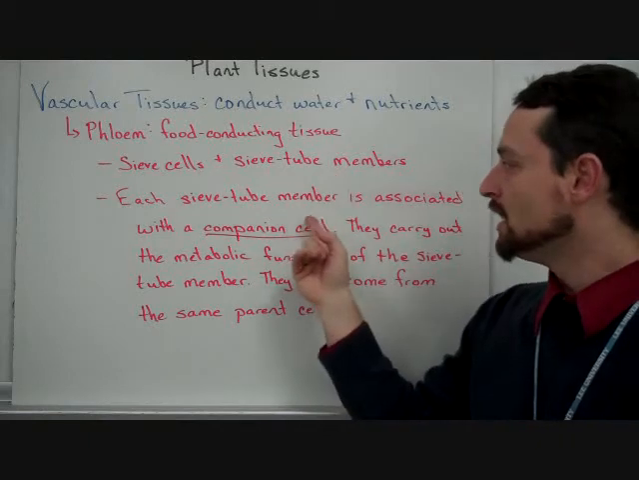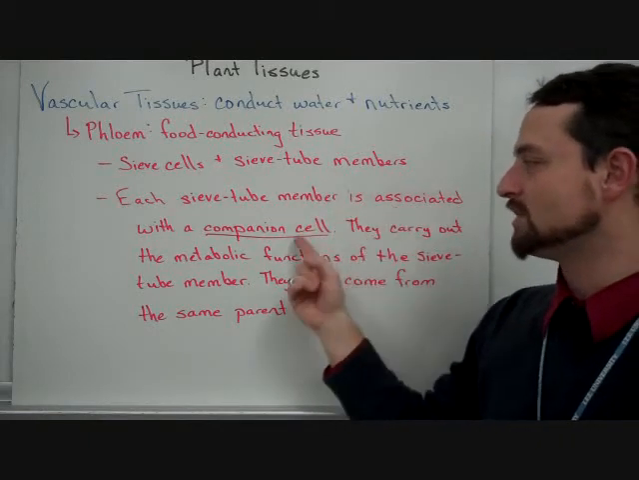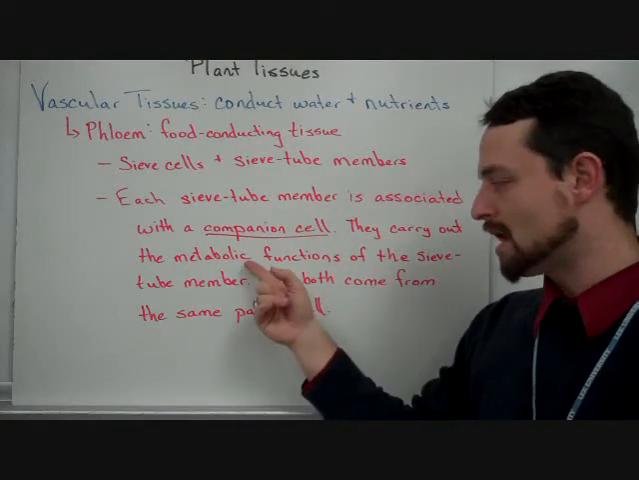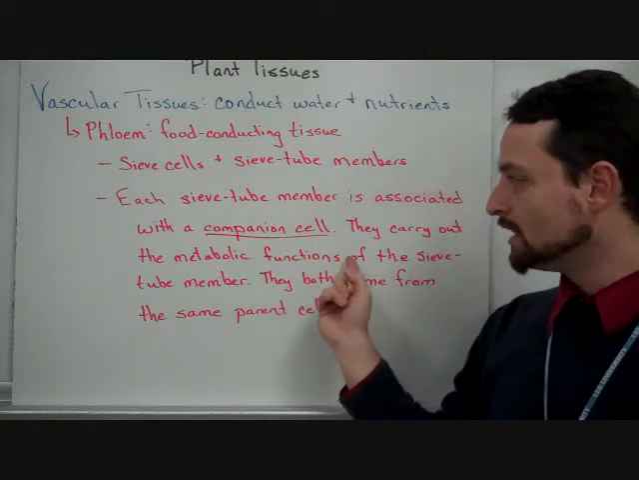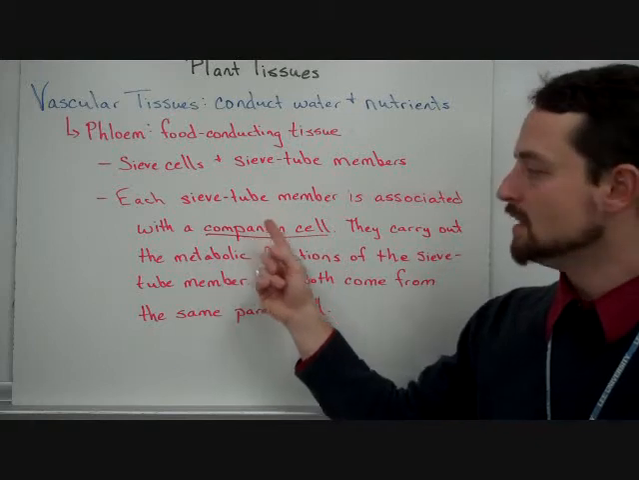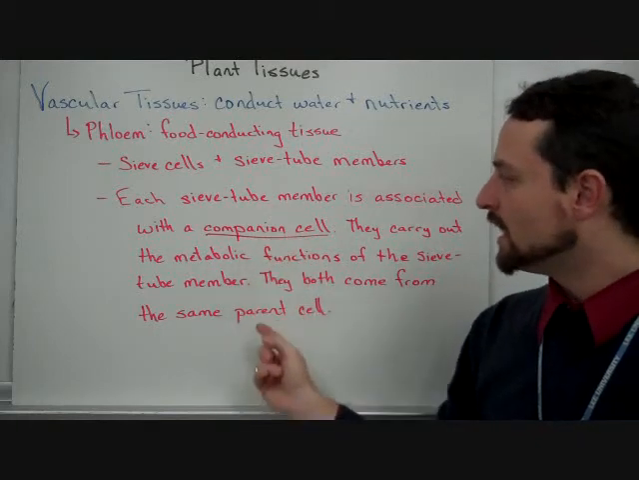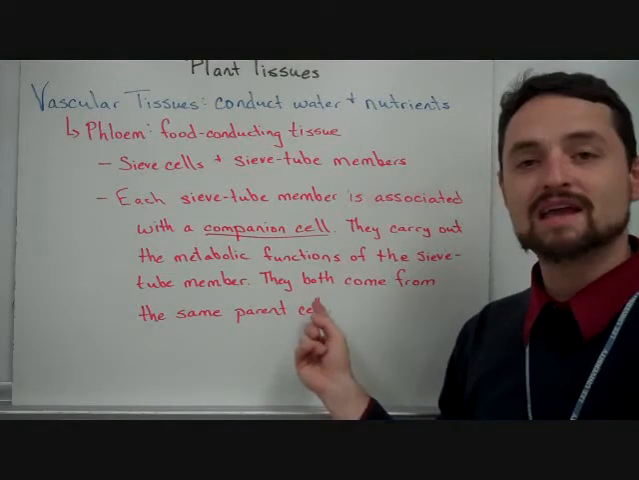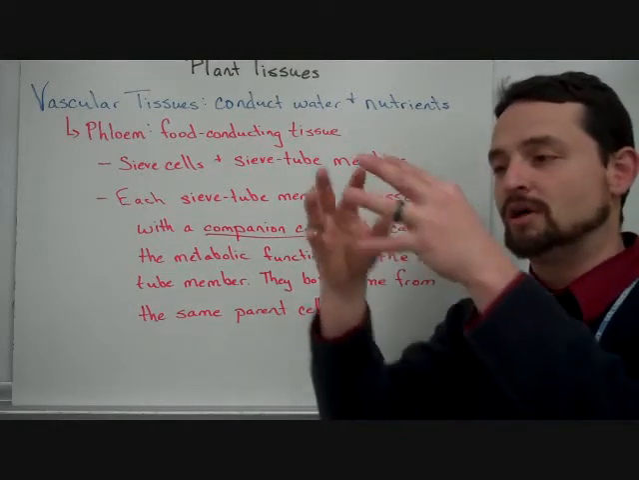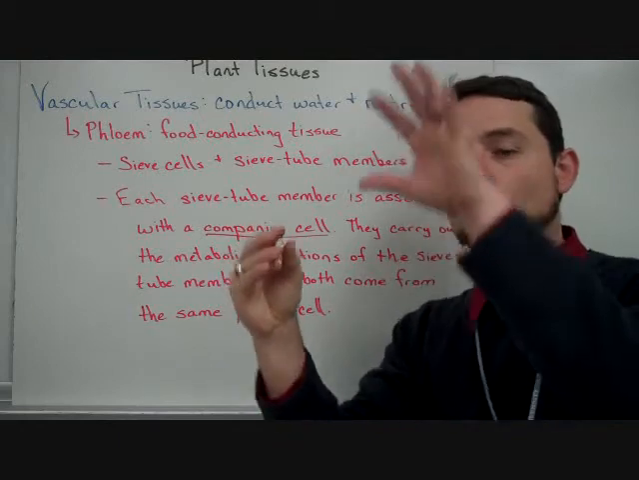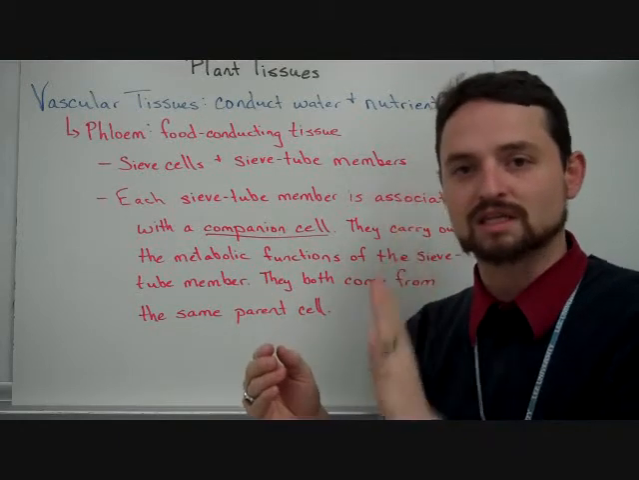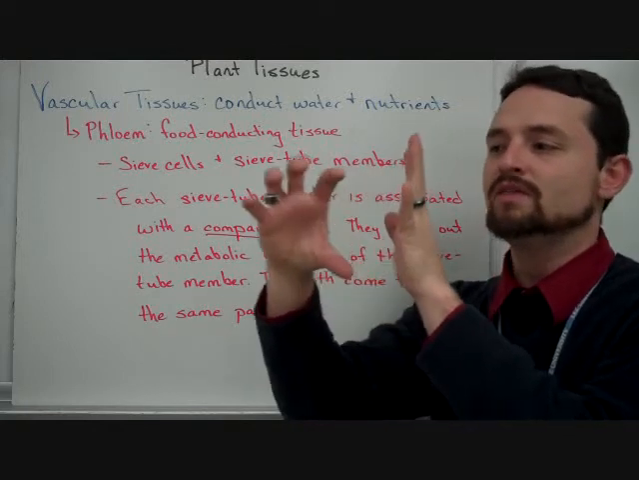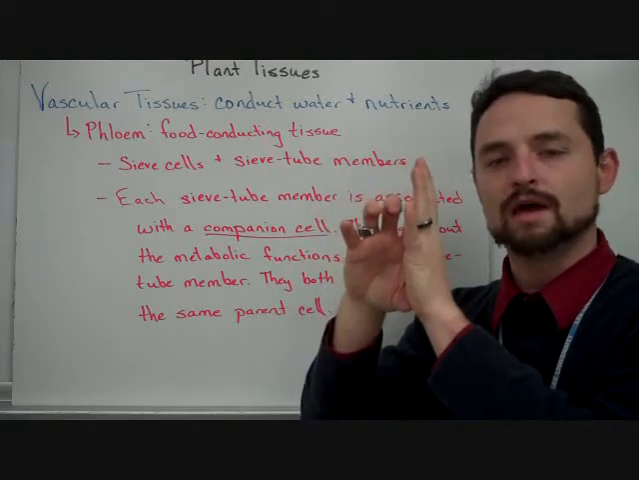Sieve tube members, though, have developed an association with a companion cell. And that companion cell will carry out metabolic functions that are important to the sieve tube member cell. So they actually work together to allow the plant to function. They are both made from the same parent cell. So the parent cell, as it splits into 2 cells, one of them will be the sieve tube member conducting that sugar. The other will be the companion cell that will sit right up next to it that will do all of the metabolic process.